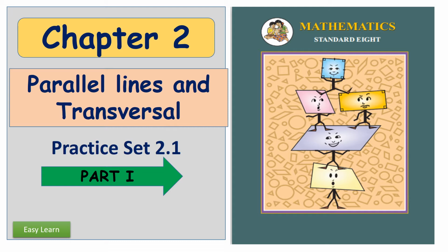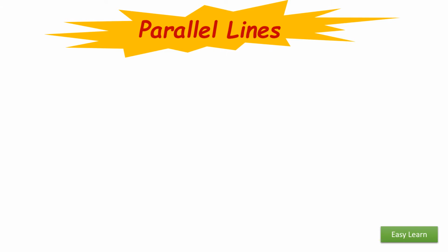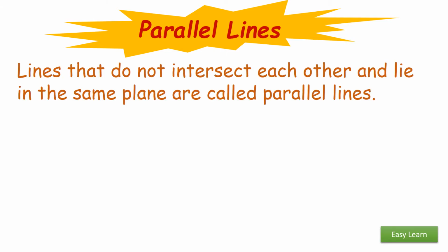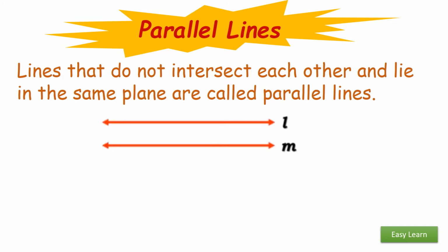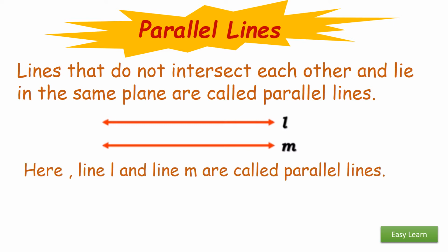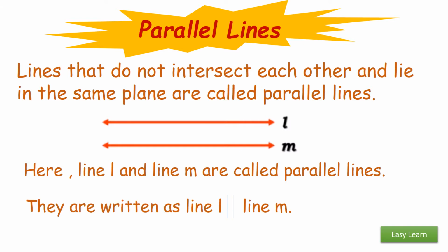So let's just begin. What are parallel lines? Lines that do not intersect each other and lie in the same plane are called parallel lines. You have two lines over here, line L and M. So here line L and line M are called parallel lines. They are written as line L parallel to line M.